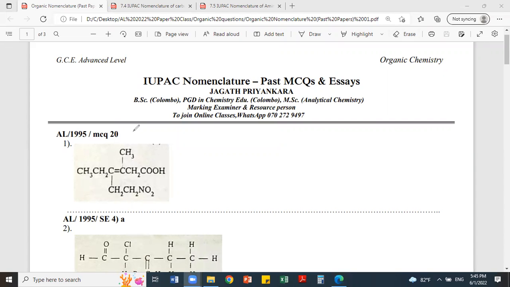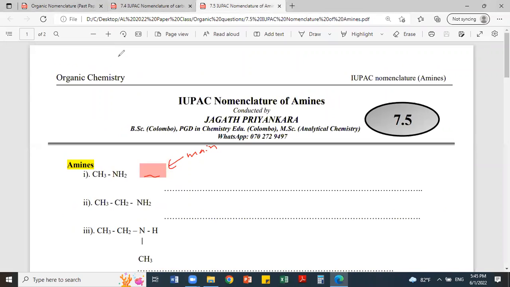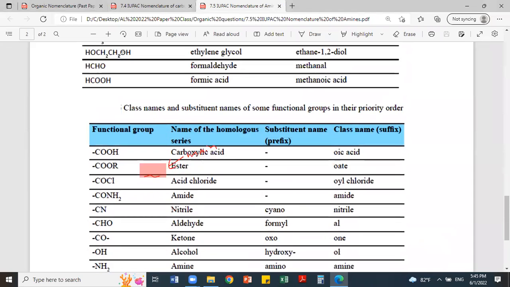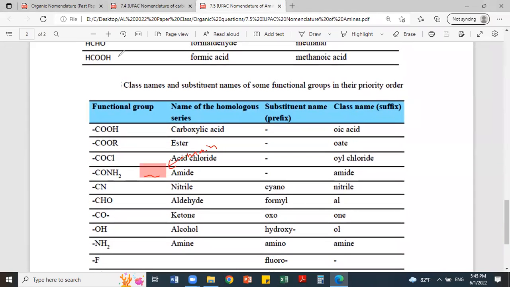First you have to select the longest chain containing the double bond and the functional group. So what is the main functional group here? Carboxylic acid group, COOH group. So that is the functional group. For the first few examples I'll explain in detail; after that we don't need to spend much time. Can you remember this? The functional group list, in 7.5, the last page, I have given the priority order of the functional groups. The COOH group comes first. That is carboxylic acid, or the name ends in oic acid.